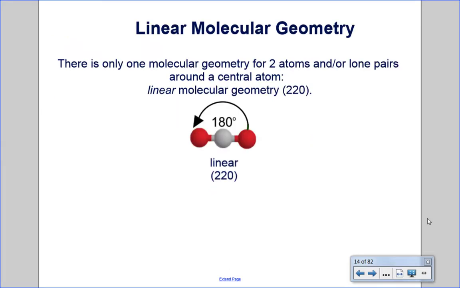Linear molecular geometry. There is only one molecular geometry for 2 atoms or lone pairs around a central atom, linear molecular geometry, 220, with a bond angle of 180 degrees. This makes perfect sense as 2 points define a straight line with an angle of 180 degrees. This is the simplest molecular geometry.